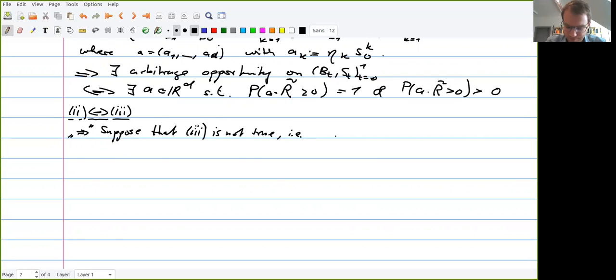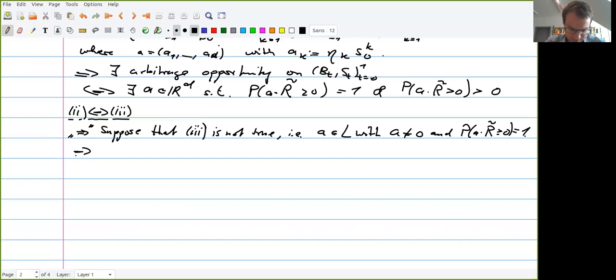So what does it mean? There exists now an A with A not identical to 0. And if I take this position A in the market, then the returns are non-negative with probability 1. Right? And this basically means, okay, if I have such an A, I can find an arbitrage opportunity. So this contradicts the property (i).